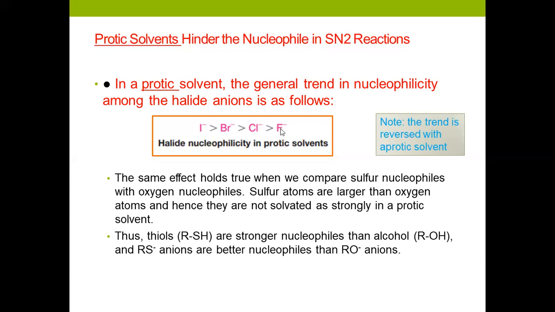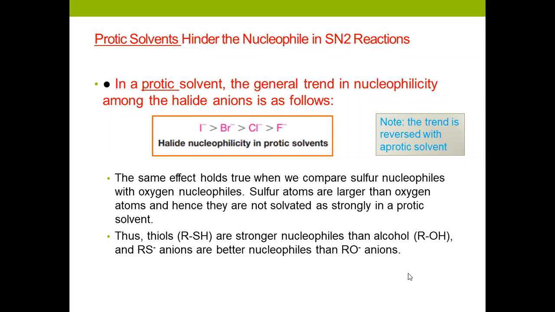Compared here, chlorine, being small, is solvated by the protic solvent because it's very small. But when we are dealing with larger ions, such as sulfur, it's not as easily solvated as oxygen. Therefore, RSH, the one that contains sulfur, is a stronger nucleophile than ROH, alcohols. In the same way, RS minus, the conjugate base of RSH, is a stronger nucleophile than the alkoxide from the alcohol. I hope you can see my cursor.